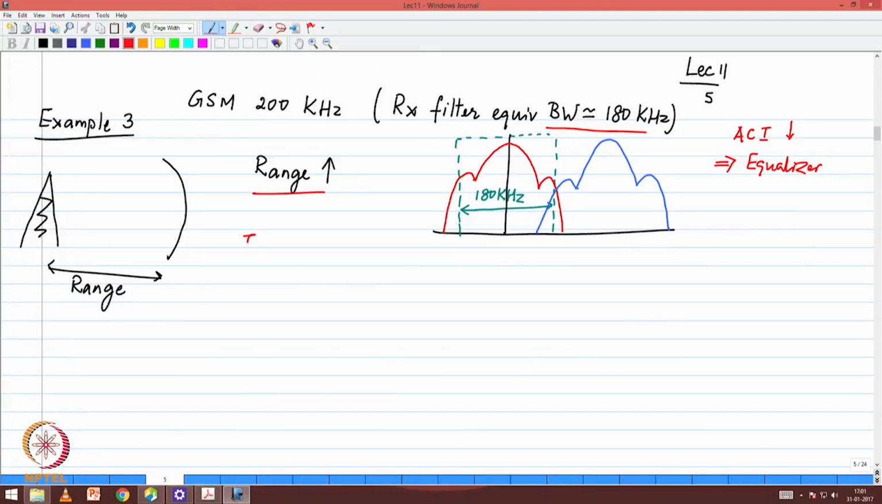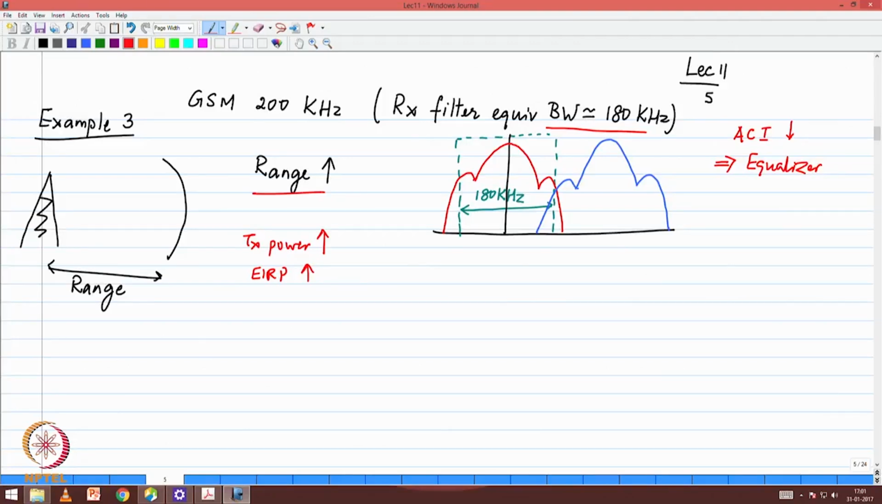Transmit power, okay, I can increase transmit power. I would say it as EIRP, which means that you could increase transmit power, you could increase transmitter gain, you can reduce feeder losses, you can do many things. So basically transmit power can be raised, or EIRP. Effectively you can increase the EIRP. Okay, what else can I do?